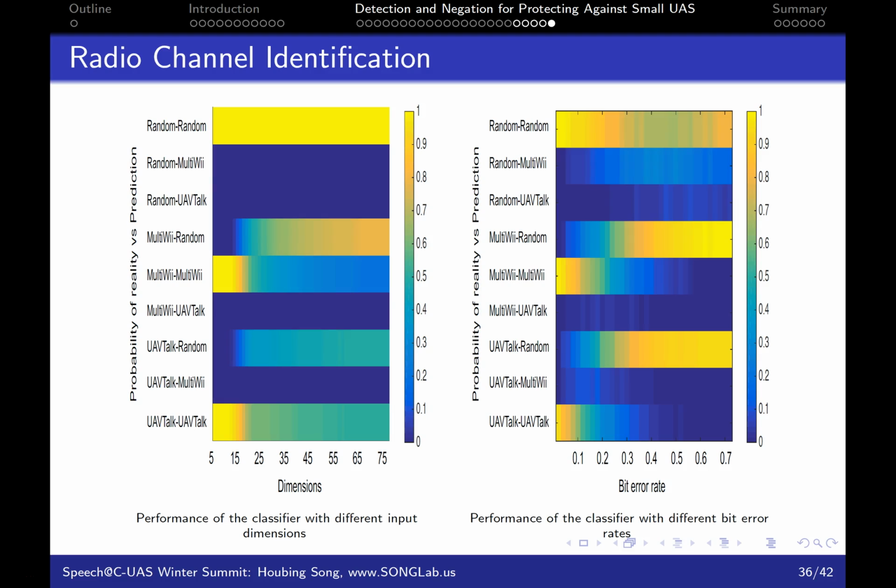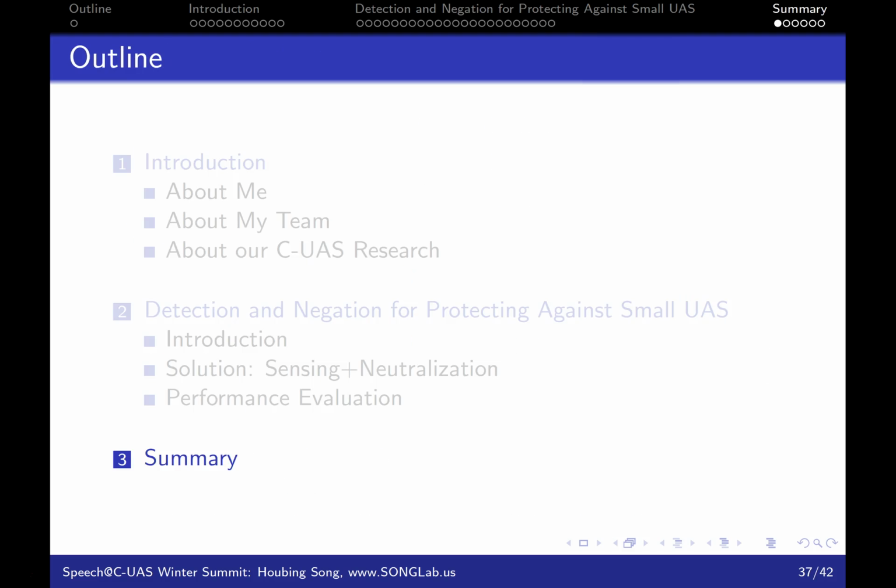So this is our radio channel identification. We tried different protocols like UAV Talk, MultiWii, random, and different combinations. The left one shows probability versus prediction, where the x-axis is dimensions. The right one is the performance of the classifier with different beta error rates, where the x-axis is beta error rate and the y-axis is probability versus prediction.